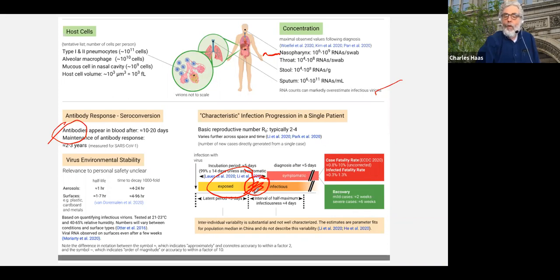And then recovery from mild cases may take 2 weeks, severe cases, 6 weeks. The fatality ratio is very much up in the air, probably a function of the nature of the population, the age of the population, and the adequacy of the healthcare system. But across the various countries, it has ranged from about 1% to 10%.